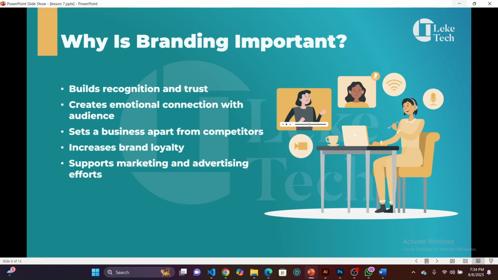So why is branding important? Why should you care about branding? It's because branding builds recognition and trust. I said, for the example of orange, whenever you see the orange color, you know, okay, this is Orange.